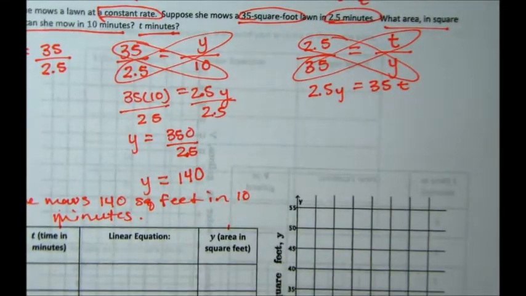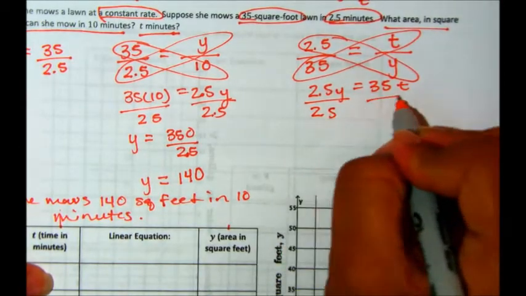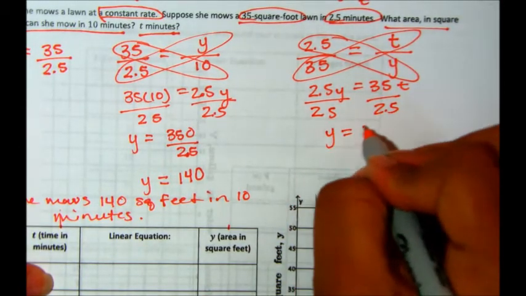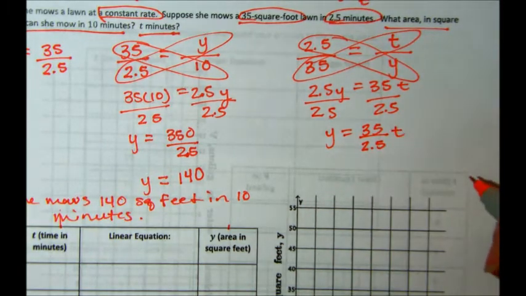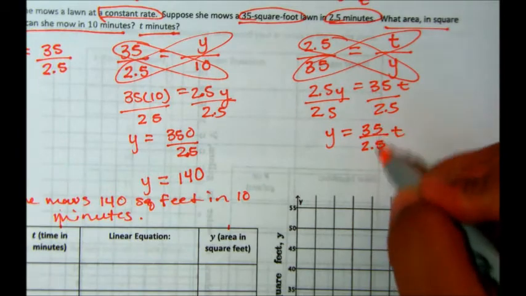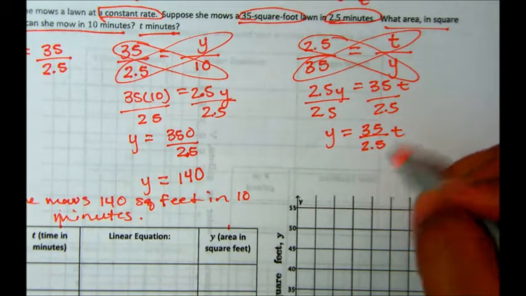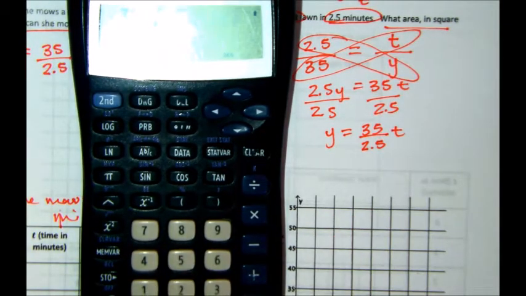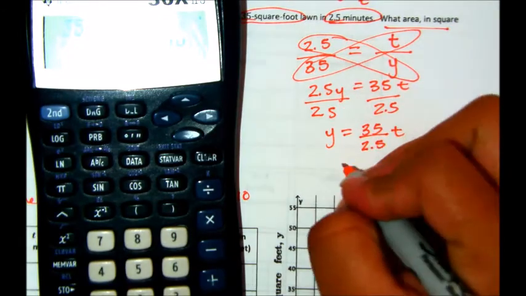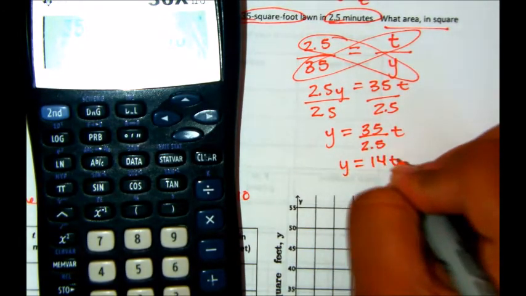My goal here is to create a linear equation in two variables. I do see a linear equation in two variables. Now I want to isolate one of those variables. Which variable do I want alone? Yeah, I want the y alone. So I'm going to divide both sides by 2.5. And I get that y is equal to 35 divided by 2.5 t. Again, I notice that 35 and 2.5 can be further simplified. So I'm actually going to get my calculator, and I'm going to do 35 divided by 2.5. And I get a simplified answer of 14. So y is equal to 14t.